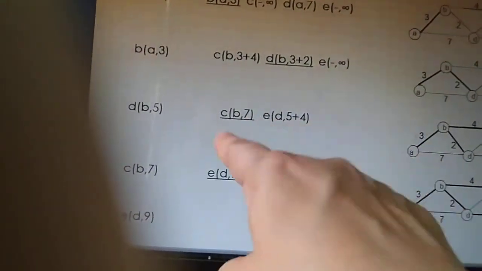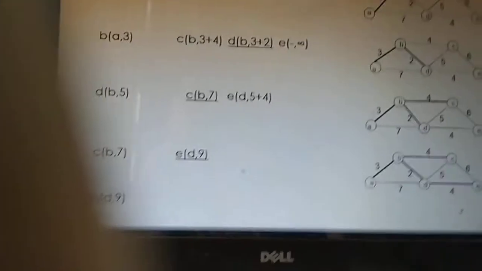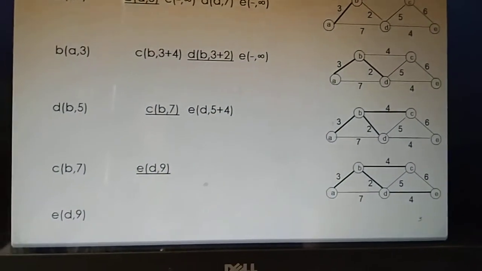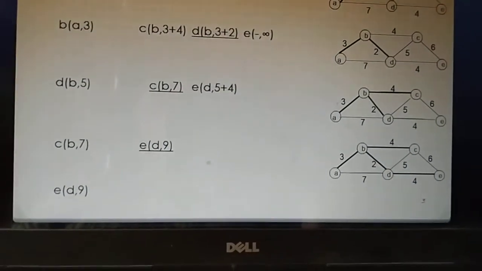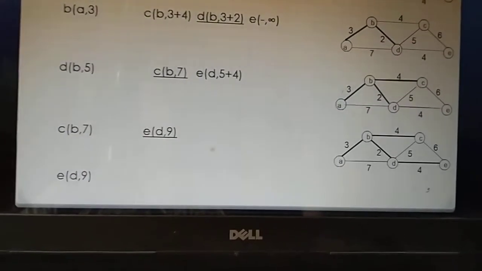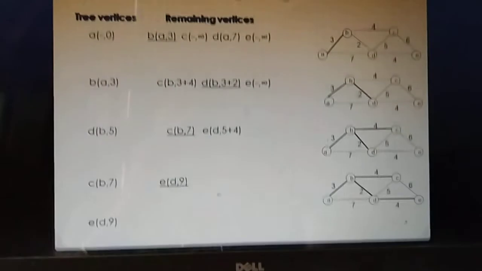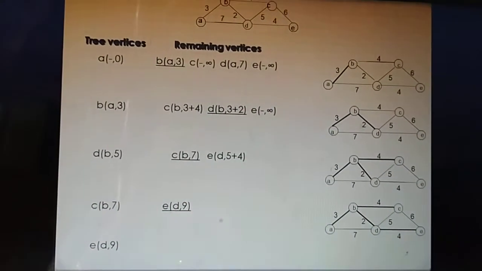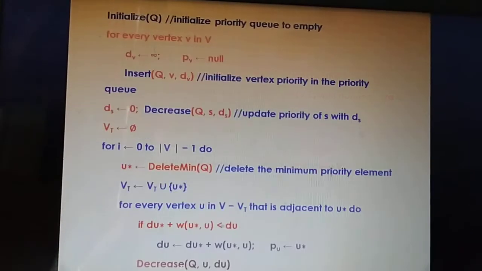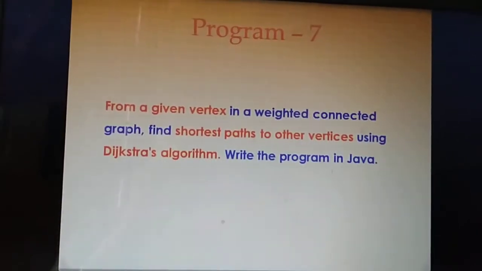So like that, in each iteration, you need to find out the u and the d of u such that d of u should be minimum and u should be an unvisited vertex. So I have just revised the concept of Dijkstra's algorithm. Now we will see the algorithm.